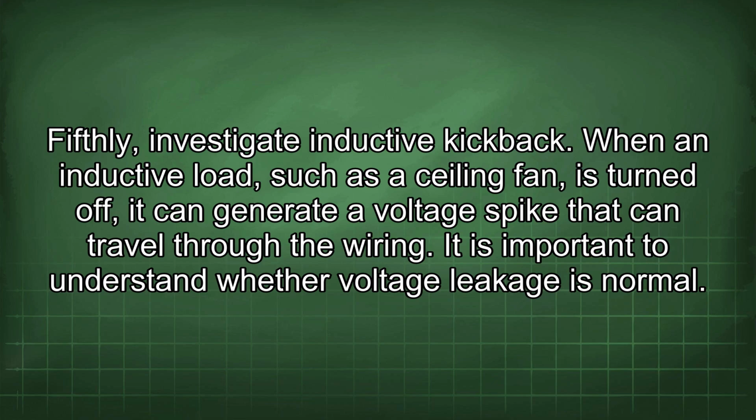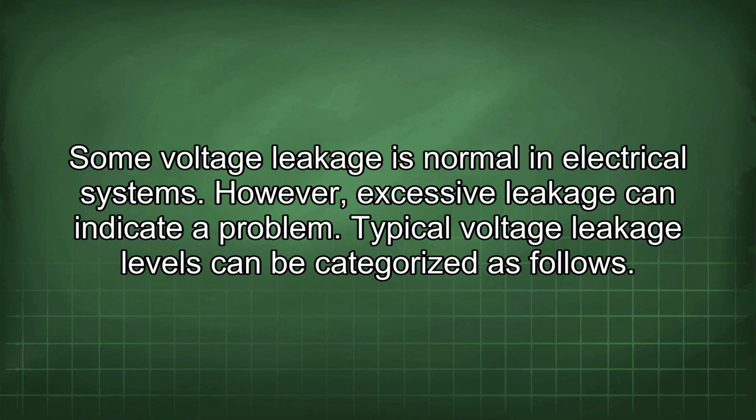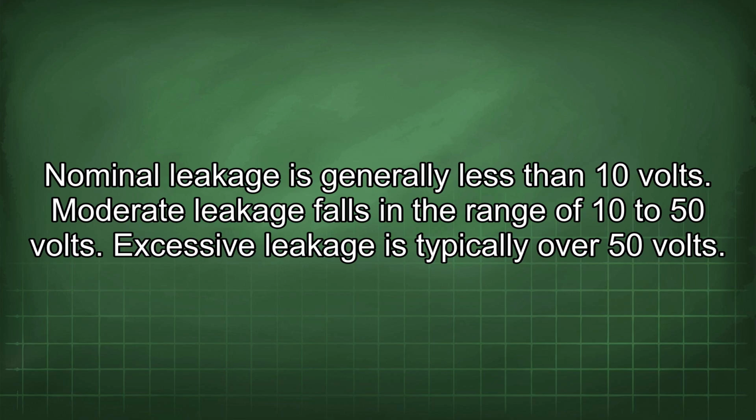It is important to understand whether voltage leakage is normal. Some voltage leakage is normal in electrical systems. However, excessive leakage can indicate a problem. Typical voltage leakage levels can be categorized as follows. Nominal leakage is generally less than 10 volts. Moderate leakage falls in the range of 10 to 50 volts. Excessive leakage is typically over 50 volts.